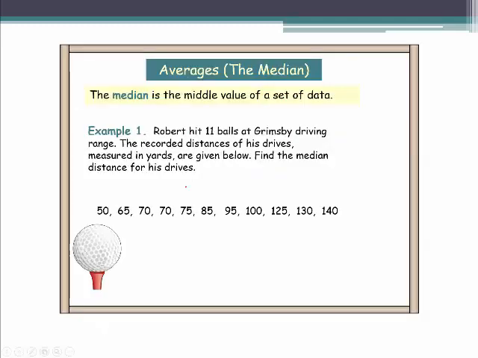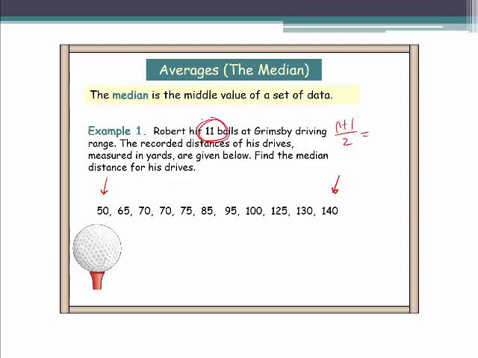Okay, so let's find the median of this example here. Robert hits 11 golf balls at Grisby driving range, and the recorded distance of his drives measured in yards are given below. Find the median distance of the drives. It looks like he had a drive that only went 50 yards up to a drive that went 140 yards. So I use this n+1 divided by 2 position.